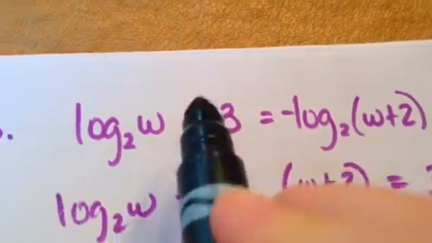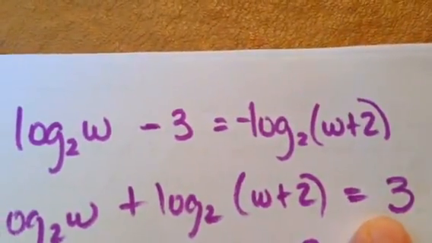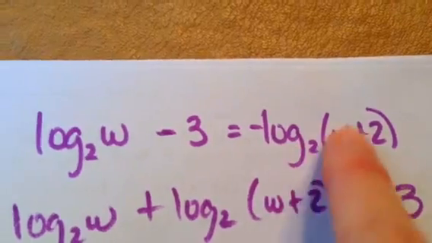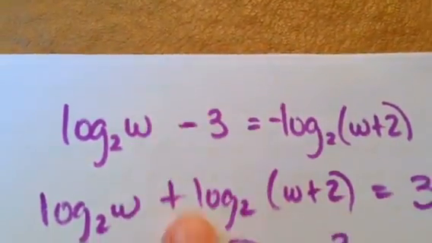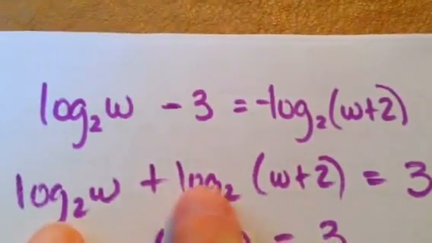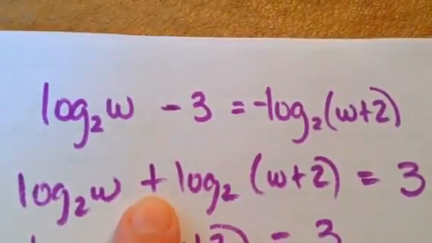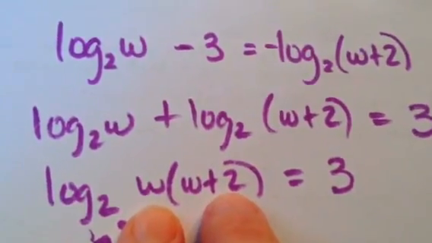So it's an afterthought. What I'm going to do is move this 3 and get the log all by itself, so I'm going to move it to the other side. Since it's minus on this side, when I move it over, it becomes plus. Now remember your properties. If you've got 2 logs with the same base and you're adding, I can make the 2 into 1 by multiplying. So that's what I've got right there.